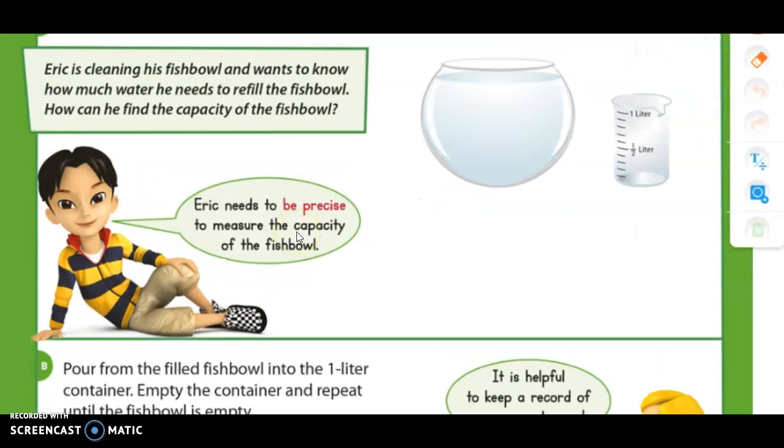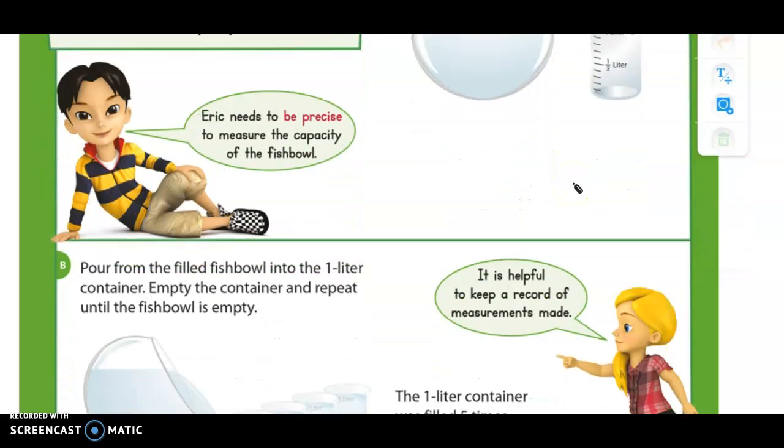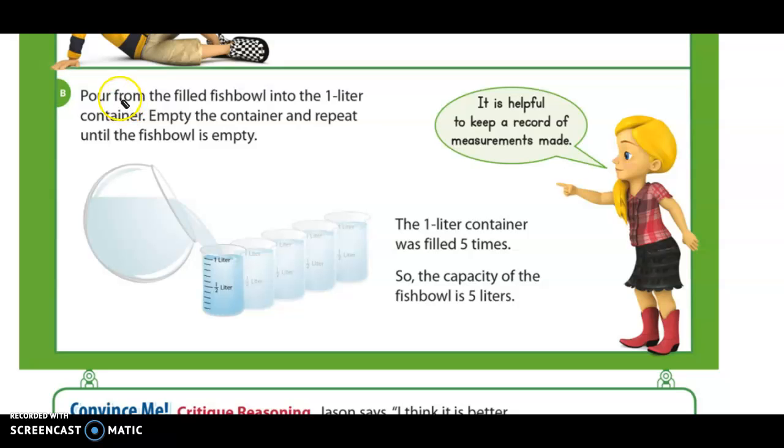On this page, we've got Eric, and he has this fishbowl here, and he's trying to find the capacity of the fishbowl, so how much water goes in the fishbowl. What he decided to do to find the capacity was pour his fishbowl out into these 1 liter jars and see how many 1 liter jars he could make. So that's what he did right here. He poured from the fishbowl into a 1 liter jar, and he would dump it out each time. So it filled up, that was 1 liter, he dumped it out. He kept filling, and he made it to 2 liters.